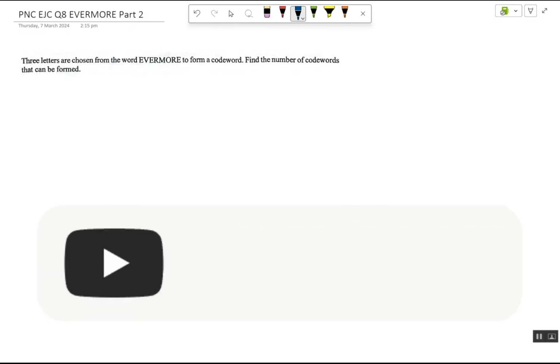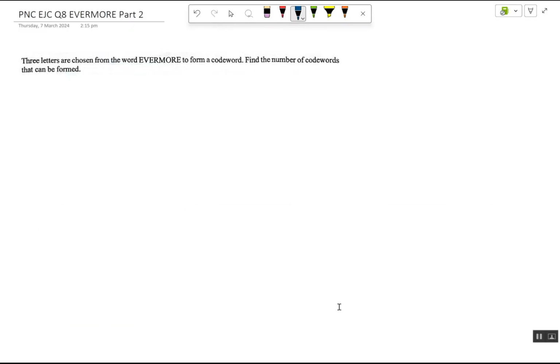For this question on how to choose 3 letters, the hardest part of P&C will be choosing a smaller number of letters, not all of them, from the total word. Okay, so I want 3 letters to be chosen from EVERMORE. There are 3 E's, 2 R's, and then there's an M, an O, and a V. I will call these 3 "others".